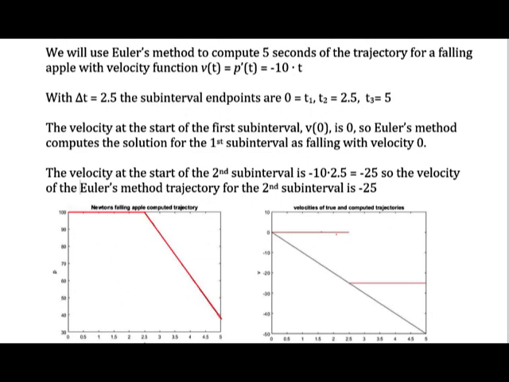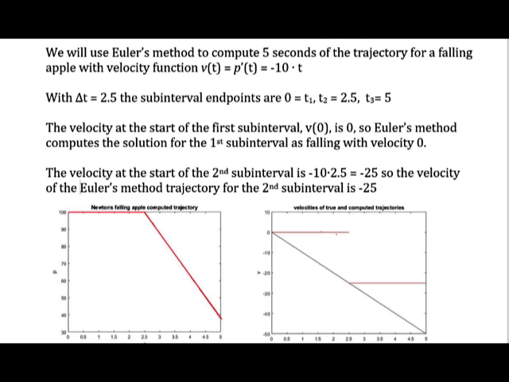We'll demonstrate by computing 5 seconds of the trajectory of a falling apple whose velocity is given by the simple gravity model as p prime of t equals minus 10 times t. Since we're doing this by hand, we will use just 2 subintervals, each of 2.5 seconds in length. The velocity at the start of the first subinterval, v of 0, is 0. So Euler's method computes the solution for the first subinterval as falling with velocity 0.